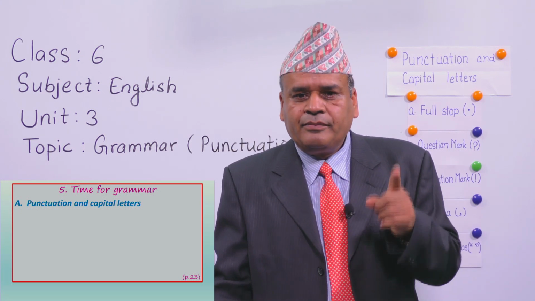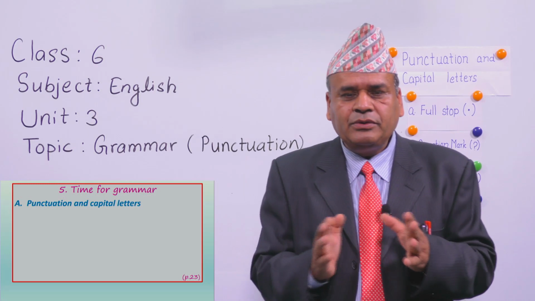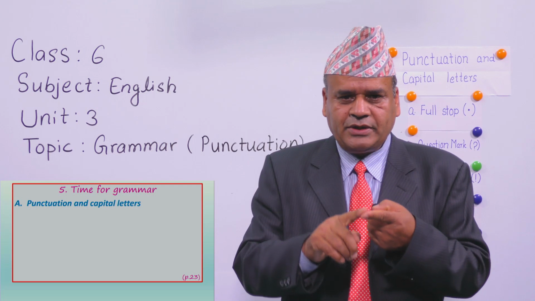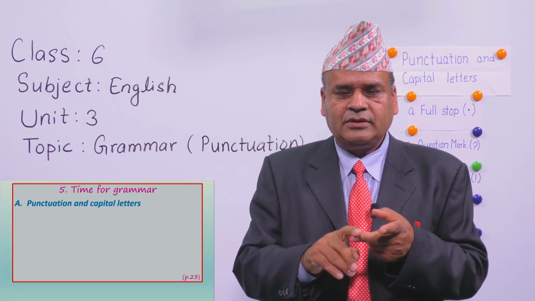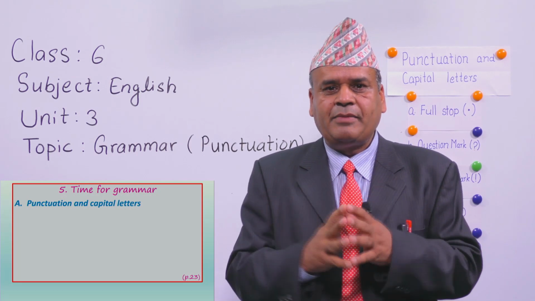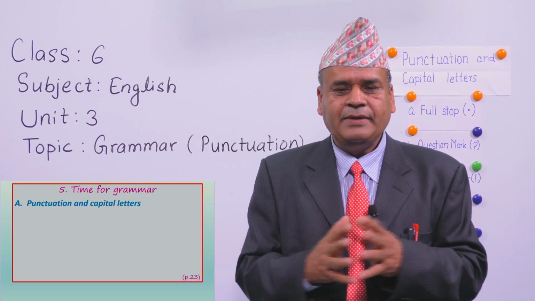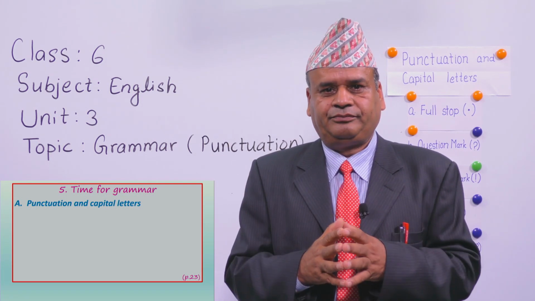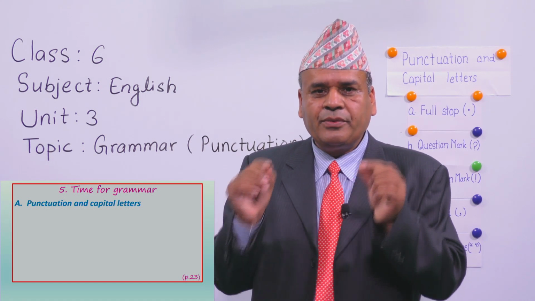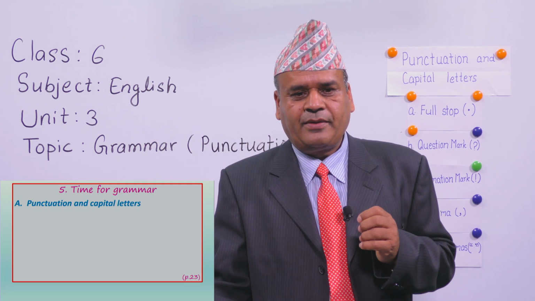So capital letters are used with proper nouns, okay? Name of the person, place, okay? Especially name of the country, name of the city, name of the village, or any other proper nouns, right? And name of the person, and the last name of the person, okay? We use a capital letter as the first letter, okay?